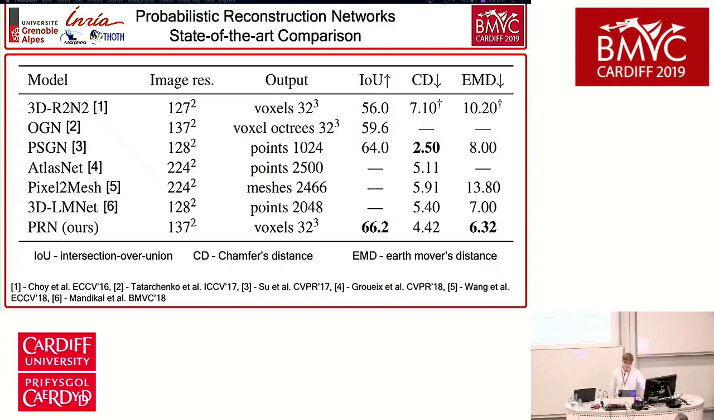To compare with the state of the art, we also computed point-based metrics, chamfer distance and earth mover's distance. And as you can see, our approach significantly outperforms all voxel-based previous baselines. And interestingly, even for point-based results, we managed to obtain state-of-the-art on earth mover's distance and the second best result for chamfer distance. And that's even though other approaches use more sophisticated shape representations and directly optimize for those metrics.